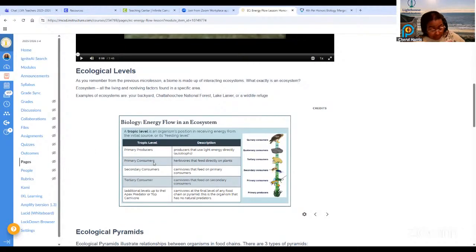Consumers cannot make their own food. All the animals are consumers because they do not photosynthesize. If it does not photosynthesize, it is a consumer. Then we have three kinds of consumers. Primary consumers feed on the plants. Secondary consumers feed on the primary consumers. And tertiary consumers feed on the secondary consumers.